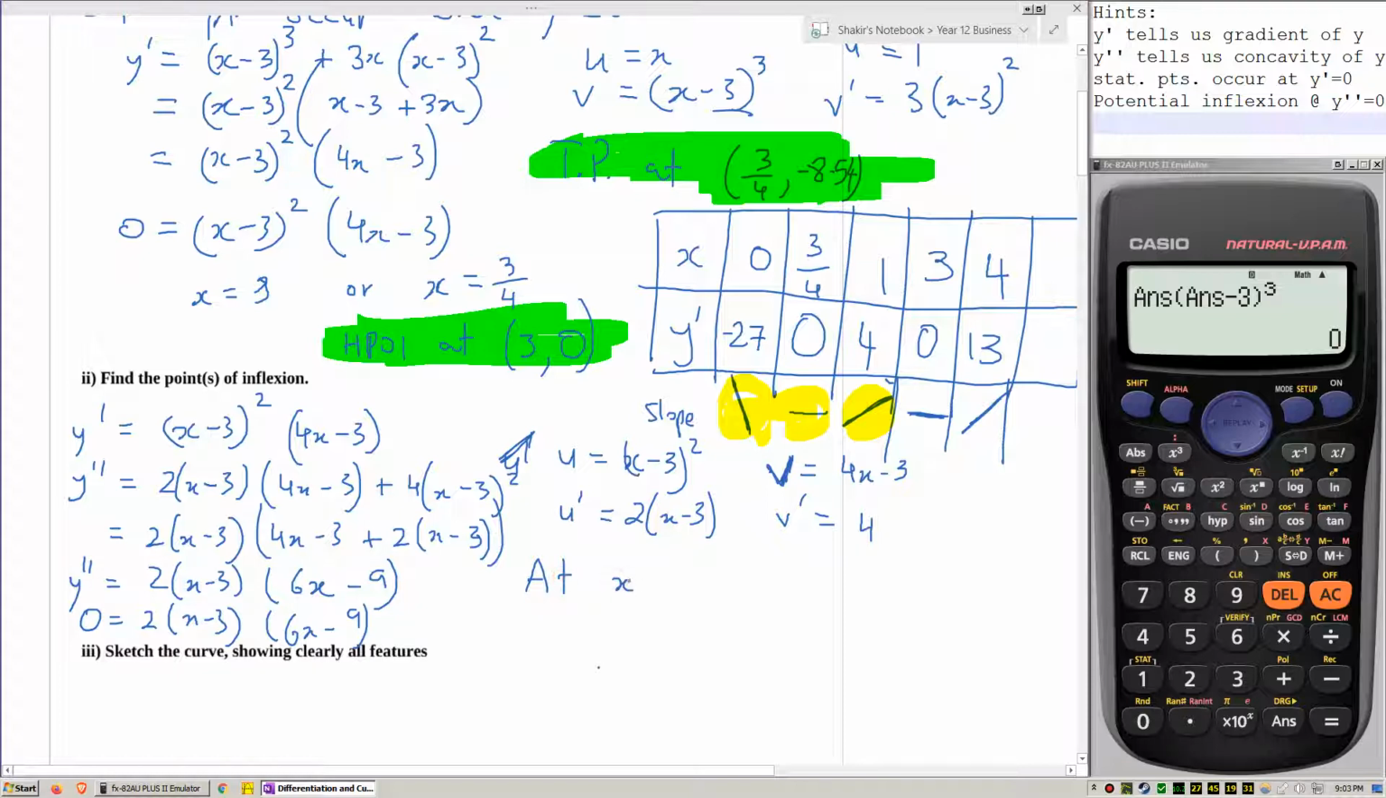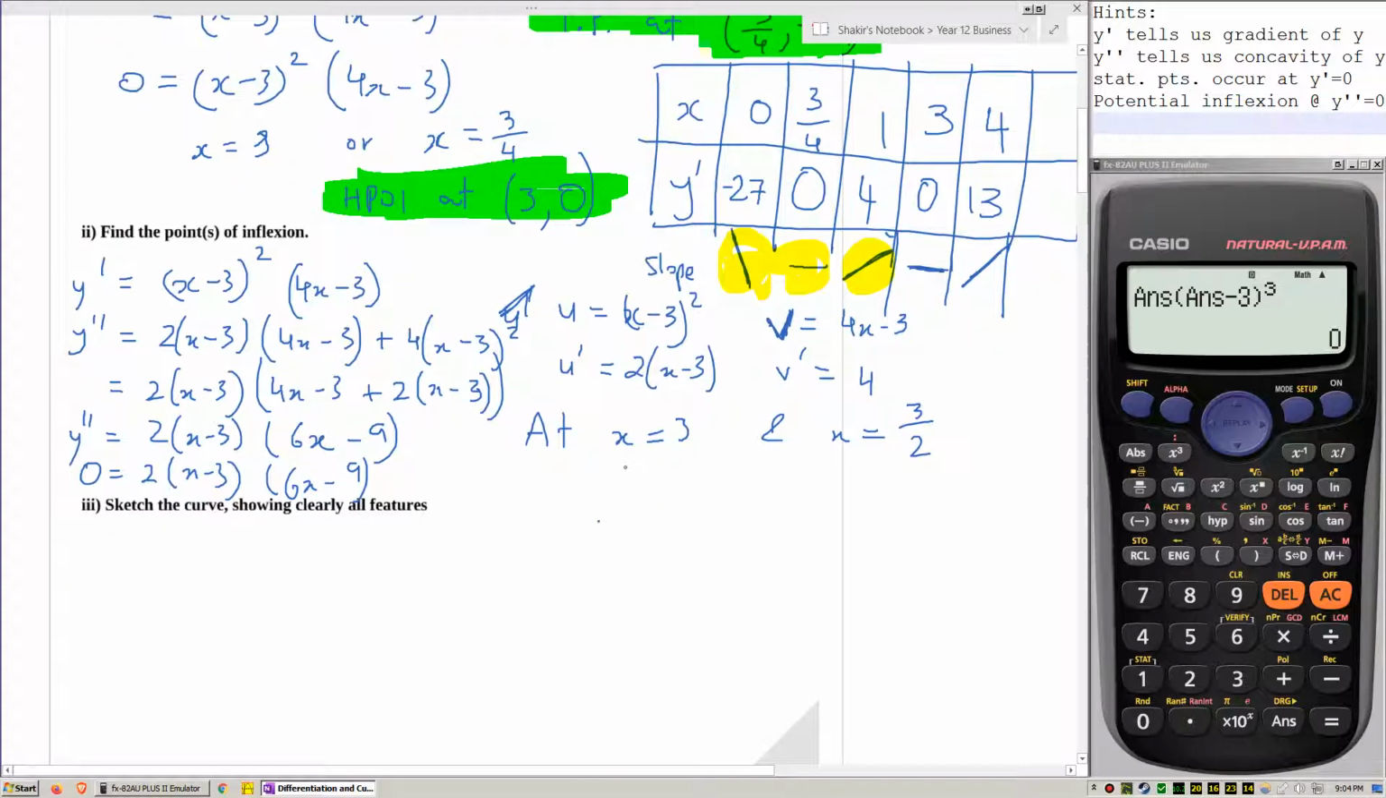At point of inflection, possible points of inflection at x equal to 3 and x equal to 9 over 6, I think it is. 6x minus 9 equals 0. And you have 9 over 6, which is 3 over 2, I believe. 3 over 2. Okay, yeah, so that's our possible points of inflection.